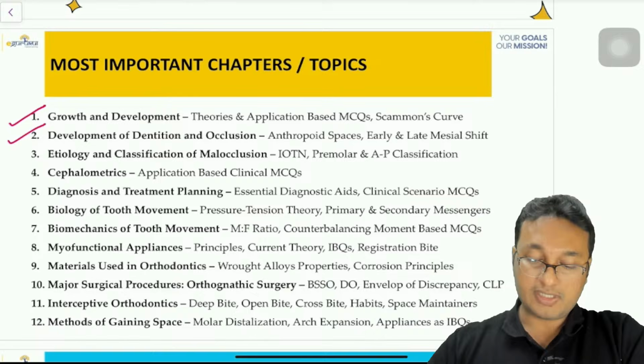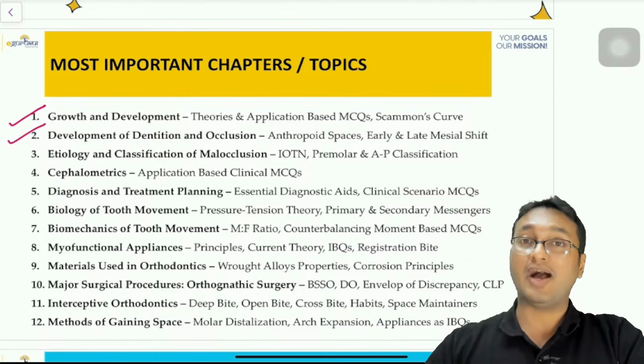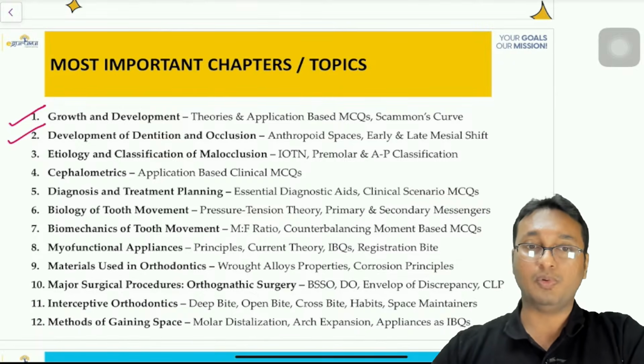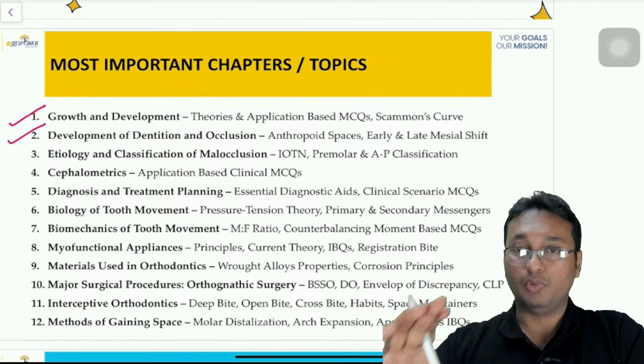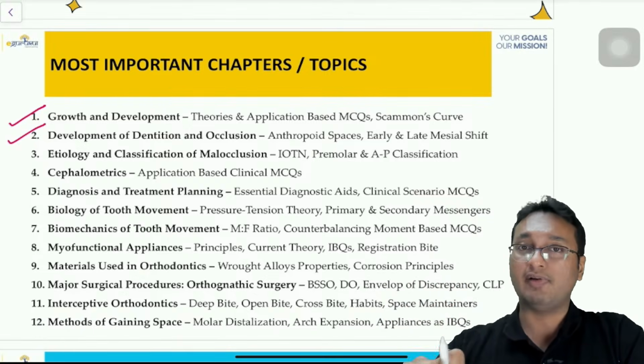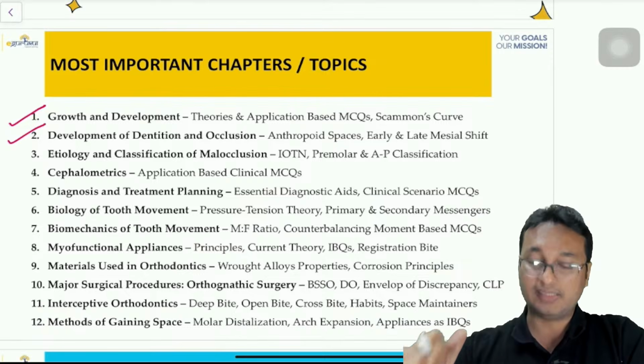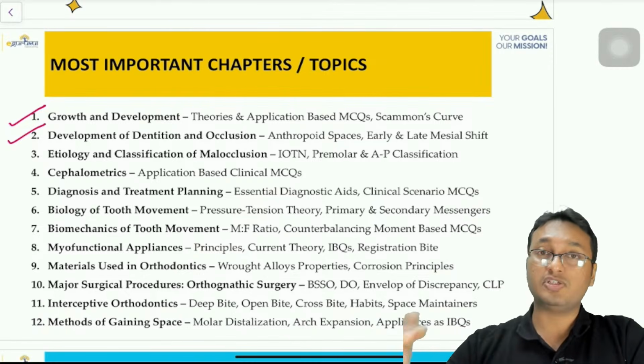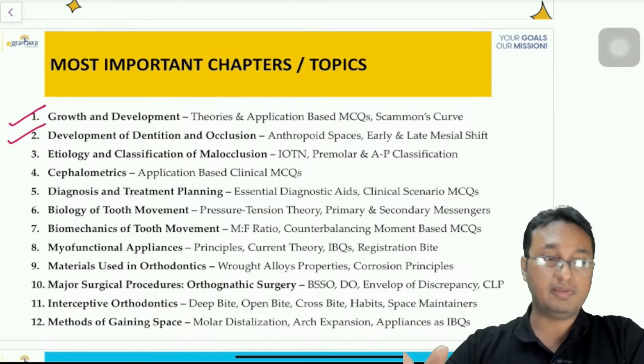Then from etiology and classification of malocclusion, you have IOTN. You have both the components of IOTN, the dental health component, the aesthetic component, application based questions, numerical based questions, image based questions, and everything.